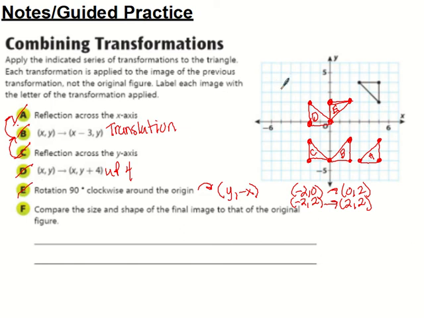It says compare the size and the shape of the final image to that of the original figure. Well, this was the original. This is now our shape after all of these different transformations. It wants us to compare the size and the shape. Well, if we look, it was 2 across the side, 2 across the side. If we check, it's still a 2 across and 2 across. Diagonally, it's kind of hard to count. I mean, we can kind of say maybe two-ish across. Well, we can see it's 2-ish across there. So the size is the same.